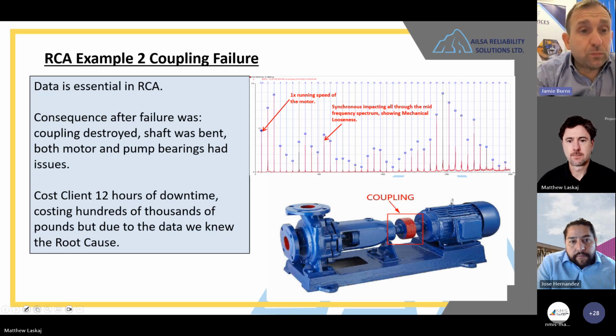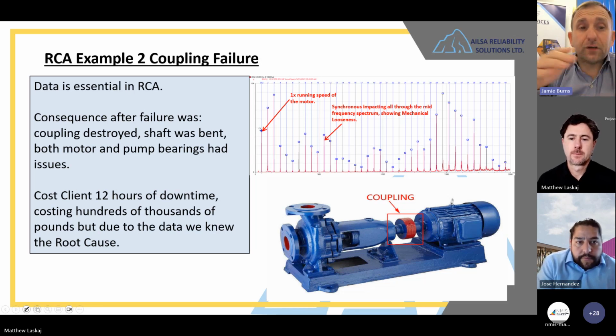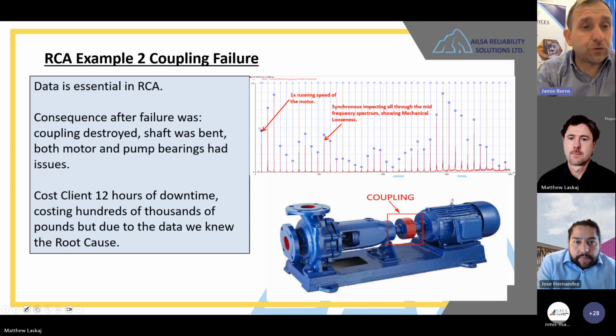So what happened was we were monitoring it, we knew it was coming, and we were hoping that it could get kind of limped along to the next shutdown. Unfortunately, it failed before that, and they managed to get it fixed. But it did cost the customer 12 hours of downtime. But what it didn't cost them was another however many hours of a root cause analysis or a root cause failure analysis into why it happened.